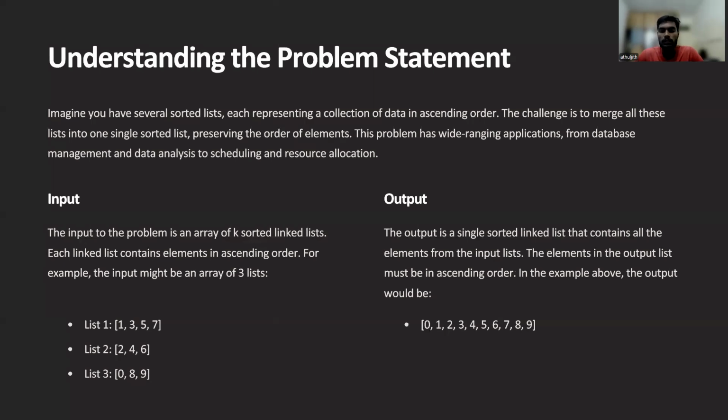The output is a single sorted linked list that contains all the elements from the input lists. The elements in the output list must be in ascending order. In the example above, the output could be 0, 1, 2, 3, 4, 5, 6, 7, 8, 9.